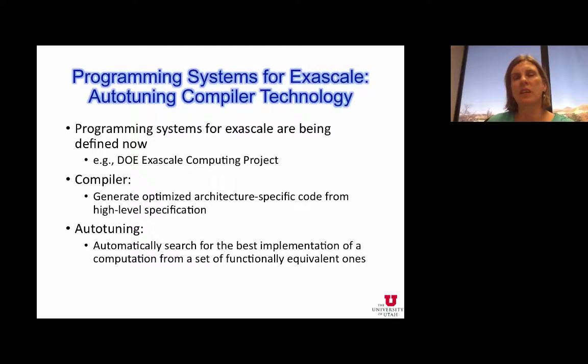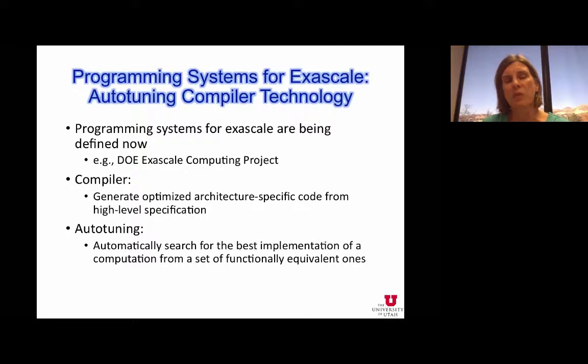So the research that we've been doing in my group for many years is looking at building programming systems using auto-tuning compiler technology. And we argue that this sort of technology is really essential for getting to exascale. So as I said earlier, programming systems for exascale are being defined now based on that National Strategic Computing Initiative. And right now in the Department of Energy, there is something called the Exascale Computing Project that's the goal of which is in 6 years to deploy the software stack for exascale computers.